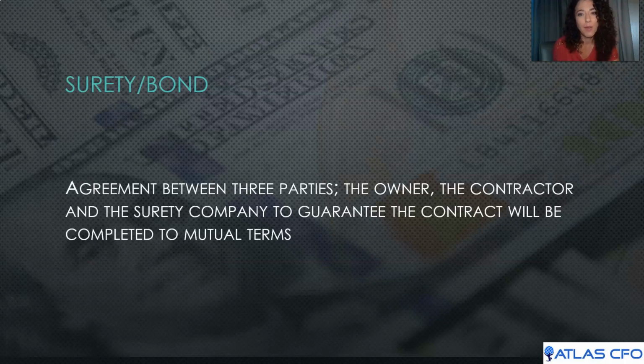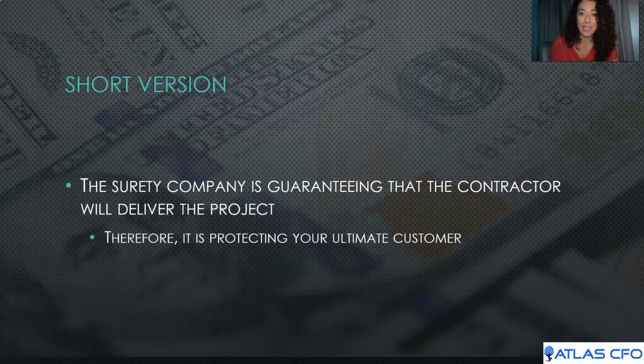So what is it really? Well, it's an agreement between three parties: the owner of the project, the contractor, and the surety company. The ultimate result is that the surety company will be guaranteeing to the owner of the project that the contractor will complete their work. That's actually a pretty big ask if you think about it. Can you imagine guaranteeing the results of a contractor? Maybe it's a friend of yours, maybe it is not, but you would have to guarantee that they would get that project done.